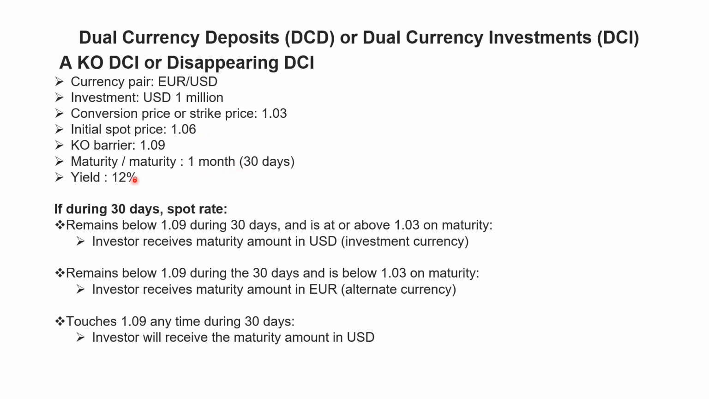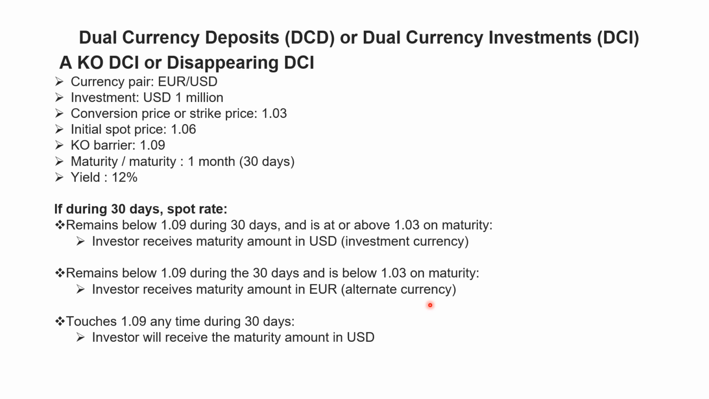The yield is 12%. If the spot exchange rate remains below 1.09 during the 30 days term, and the spot exchange rate at maturity is at or above 1.03, the investor will receive the maturity amount in US dollars, which is the investment currency. That is, the product will behave just like a standard dual currency investment. If the spot rate remains below 1.09 during the 30 days, but it is below 1.03 on the maturity date, the investor will receive the maturity amount in euro, the alternate currency. That is, the product will behave just like a standard DCI.